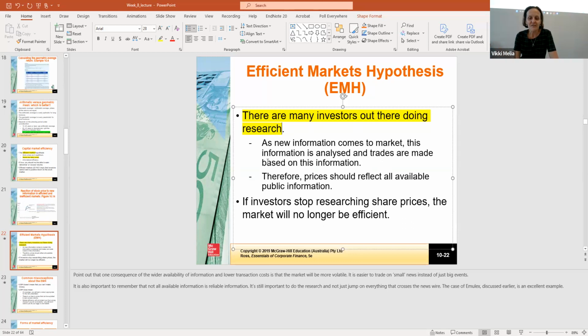So there's lots of investors doing research. They analyze the information, and prices typically reflect all of the publicly available information. So that's what helps our markets to be efficient, because we have these investors that are spending so much time gathering and analyzing information.